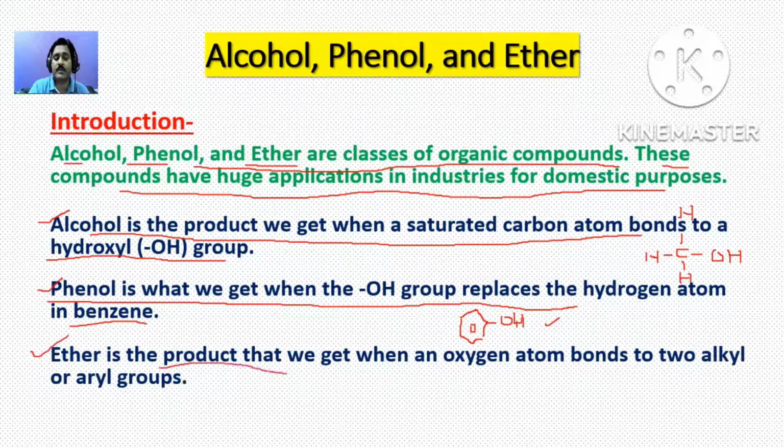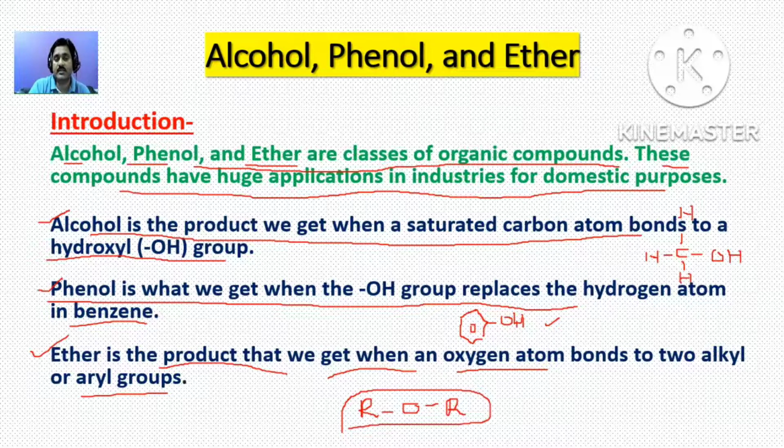Similarly, what are ethers? Ethers are the products we get when an oxygen atom is bonded to alkyl or aryl groups. Suppose that is an alkyl group, and an oxygen atom is attached here with another alkyl group. Means there are two alkyl groups. If two alkyl groups are bonded with oxygen, that is called an ether. Okay, so that is the short introduction.